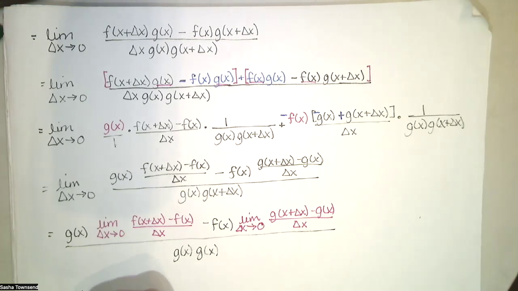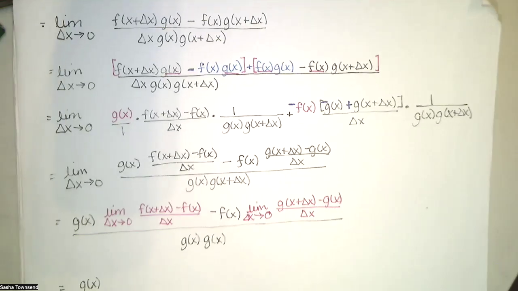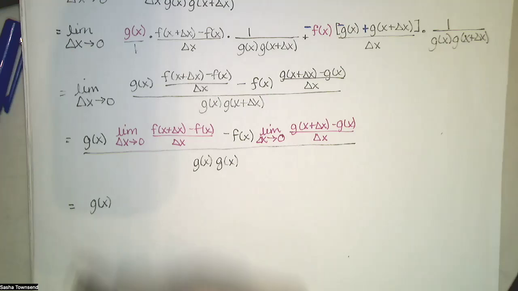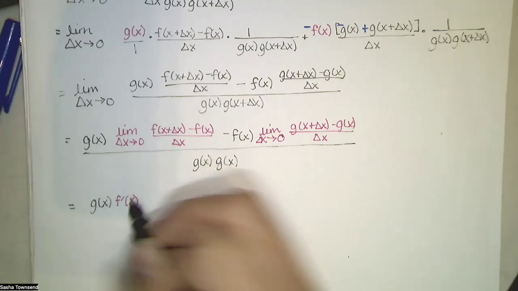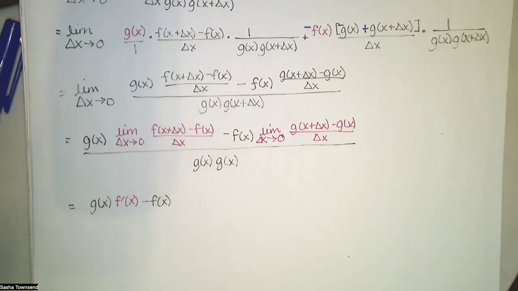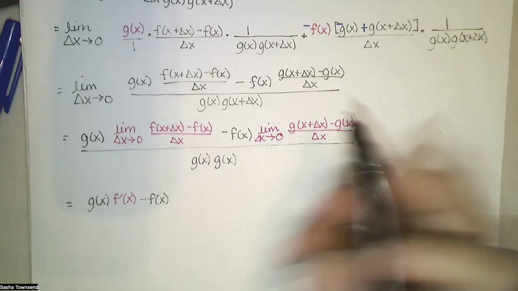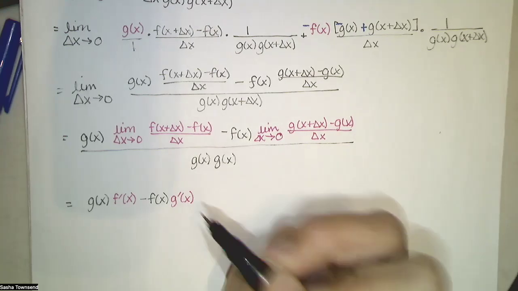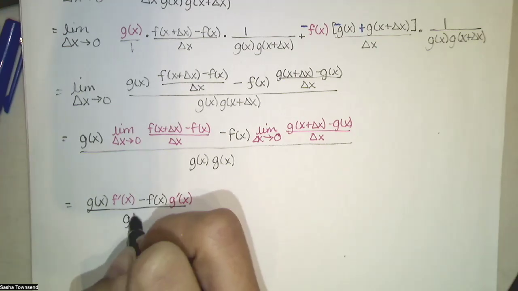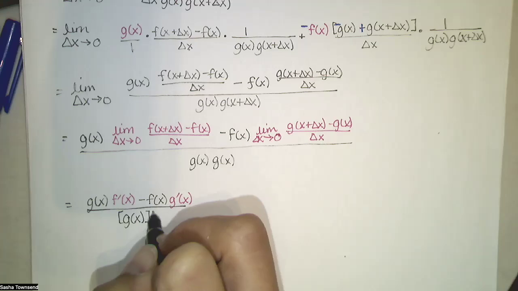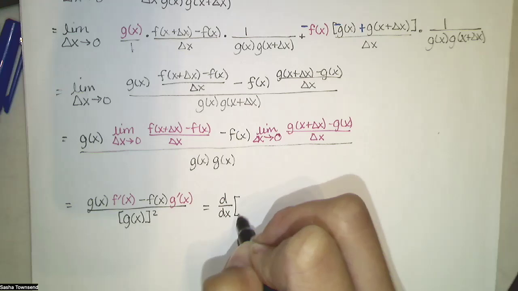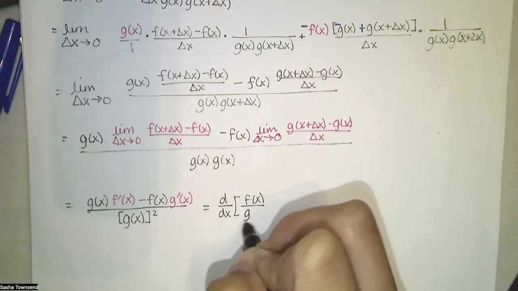So I've got g of x here, and this is the definition of the derivative of f. That's f prime of x. And then we subtract f of x times this expression, which is the definition of g prime. And then we're dividing by g of x times g of x, which is g of x quantity squared. So that is the derivative with respect to x of f divided by g.